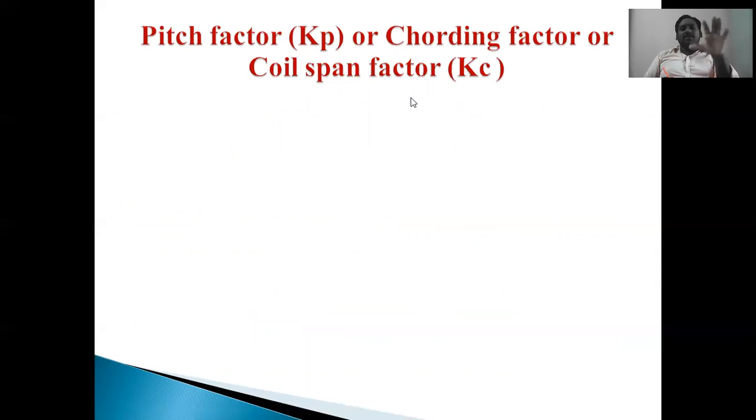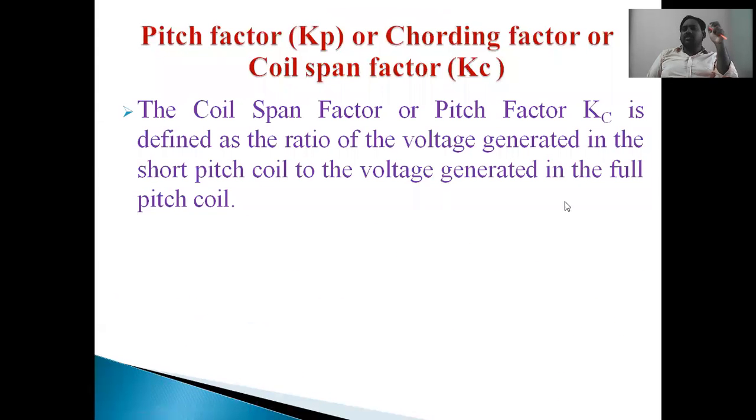Now see here, the pitch factor, or Harding factor, or coil span factor. How to determine it? In the armature winding of alternator circuits, we can use corded coils, that is, coils whose coil span is less than the pole pitch. But in order to determine the pitch factor, this coil span is compared with the pole pitch, 180 degrees electrical. Then we can determine the pitch factor.